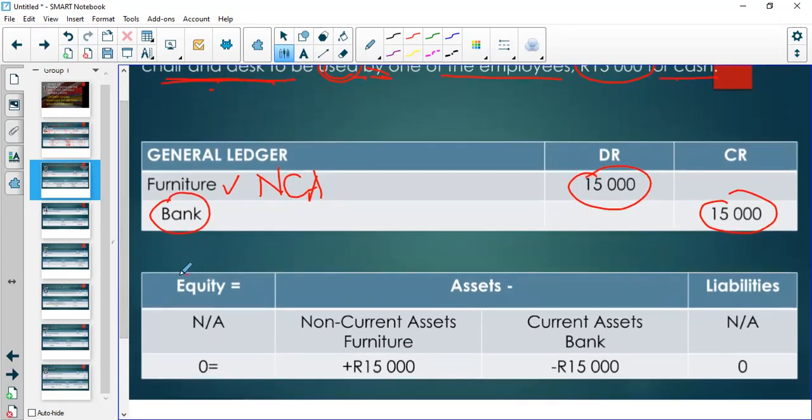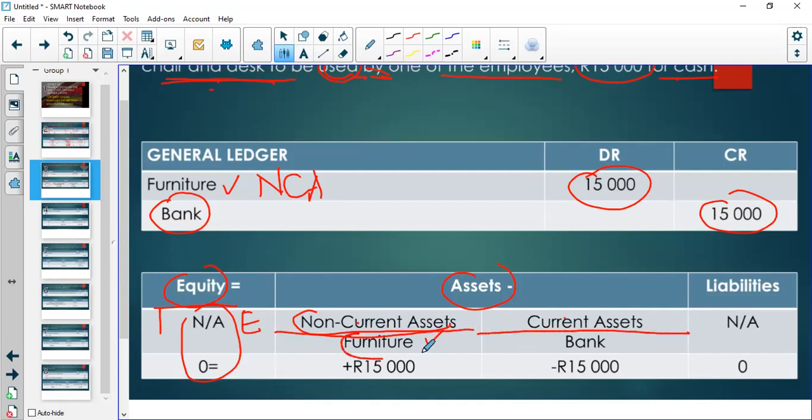And we have our equity. There's no effect here, it's 0. But then our assets, we have non-current assets, which is furniture. So sometimes your examiners want you to split between current and non-current. And when it comes to equity, they want you to distinguish between income and expenses as well. So sometimes they say non-current assets, identify them, current assets, identify them.